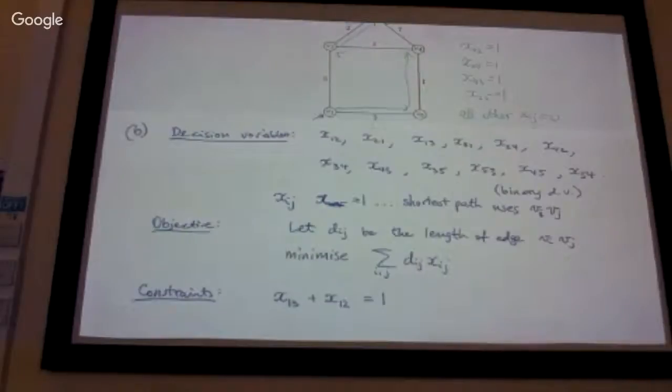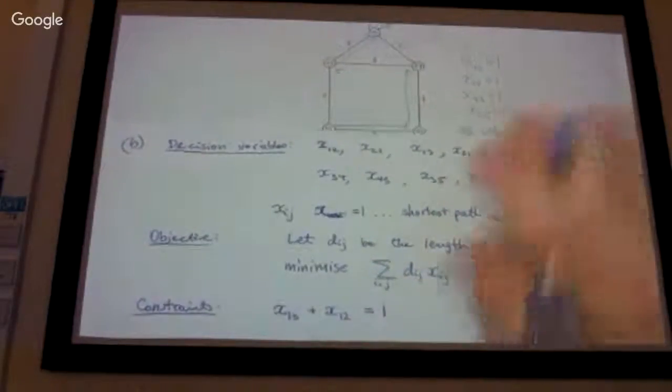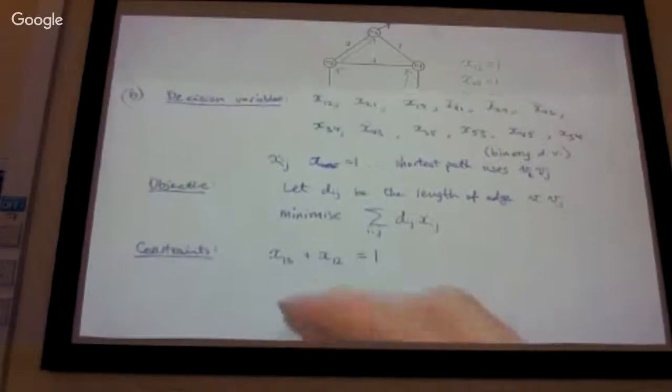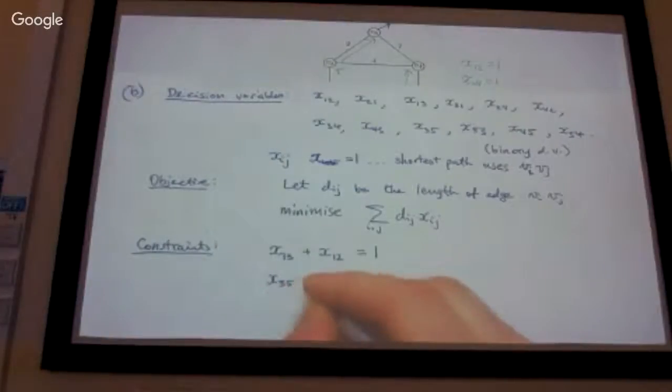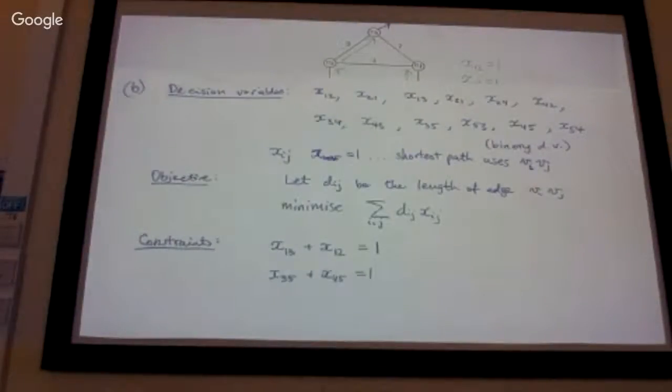And then I have to make sure that I arrive at the vertex V5, and I can either arrive from 3 or from 4. So I want x35 plus x45 to be 1, because I have to use one of these two edges to get there.